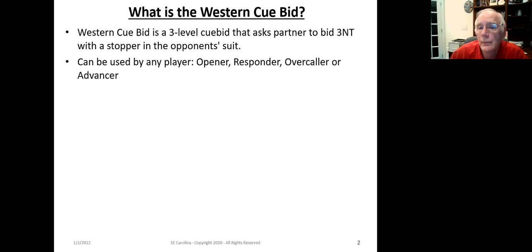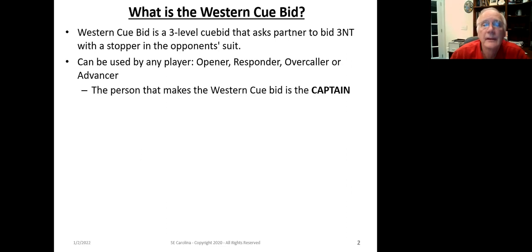Whether the Western cuebid is on is sequence dependent. We'll talk a little bit about this as we go through here. The bidder of the Western cuebid is the captain, and as a captain, he or she is going to make the decision as to where the contract is going to be played. Do not assume that you have any input into this decision, because to make the Western cuebid, the cuebidder needs to know where the contract is going to be played if there is a negative response.